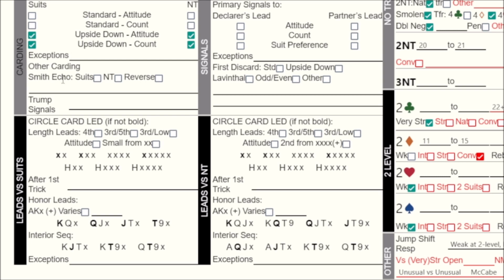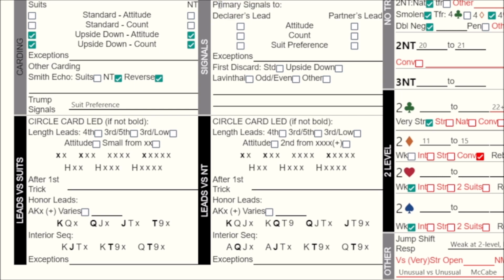Any other carding agreements? Do you do Smith Echo? That's a common one. A lot of people play Smith or reverse Smith. And then in the trump suit, I give suit preference in the trump suit. But some people might play high-low says I want a ruff, or whatever else you might play. So any sort of signals that you give. This is different from discards. That's going to be in the next thing. So this is carding. This means when you're following suit, what do your cards mean? What does high-low mean versus low-high?